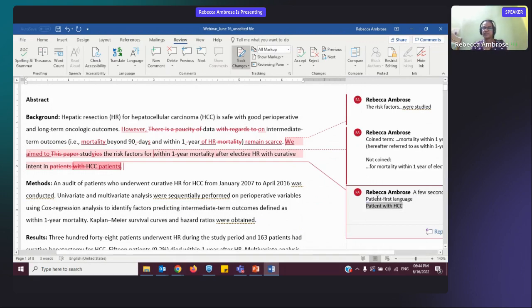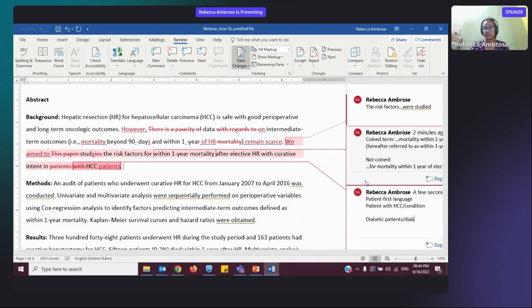So this phrasing is considered a patient first language. So basically, you're saying patients with a certain condition or a disease, that's considered patient first language. What is not considered patient first language is, I'll use diabetes as an example. If you say diabetic patients, or if you refer to patients as diabetics, this is not considered patient first language. Instead, you would have to say diabetes patients.